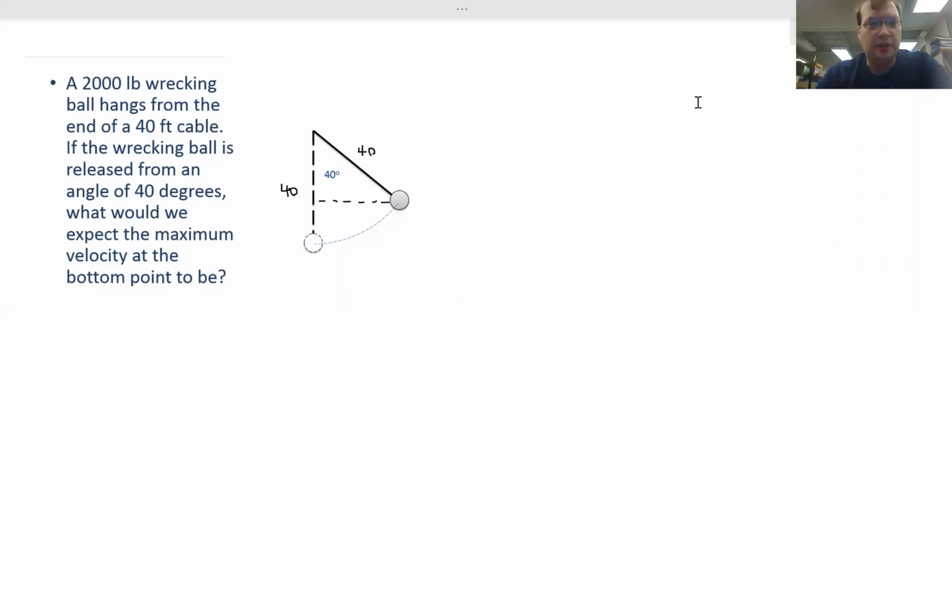Today we're going to be looking at a problem involving a 2,000-pound wrecking ball. In this case, we're looking at a work energy practice problem. This is the third work problem available.